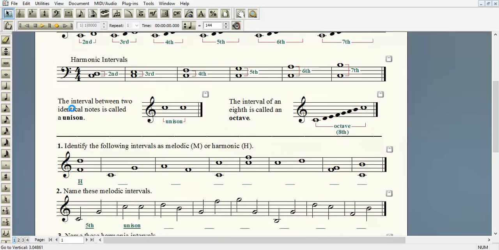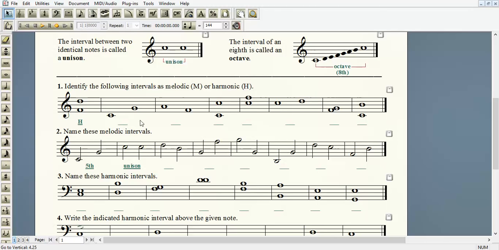Okay, so think through the difference between these. Is this one melodic or harmonic? If the notes happen at the same time, are they stacked on top of each other or not?